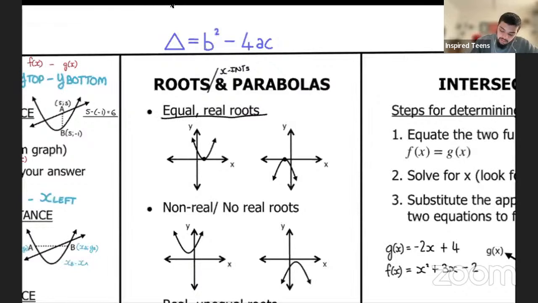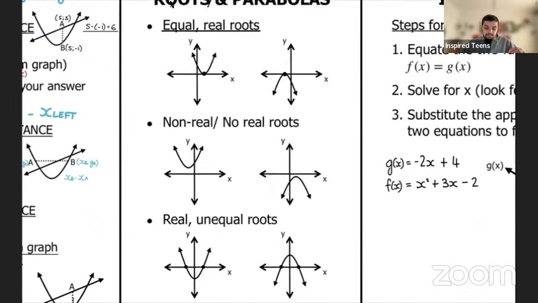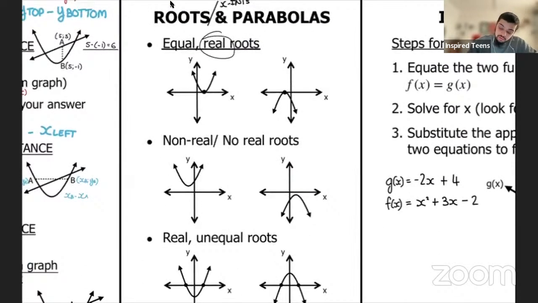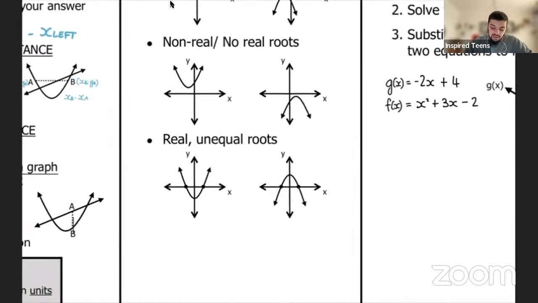The first instance is when you want to know if a parabola has equal real roots. Firstly, the difference between having real roots and having non-real roots is when they actually have intercepts compared to when the graph does not have intercepts. So we can look at the first example, equal real roots. We can see that there's an x-intercept. The second example says no real roots. As you can see, this parabola will never have an x-intercept because it will never touch the x-axis.